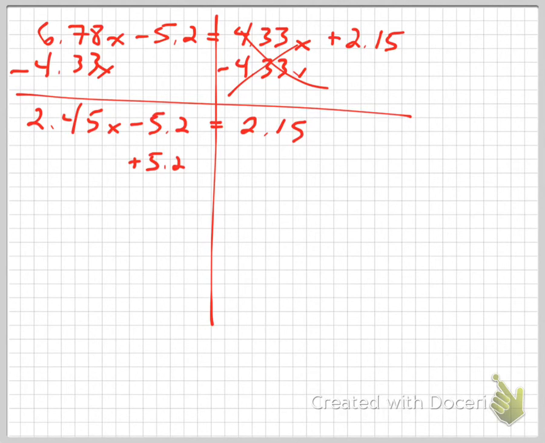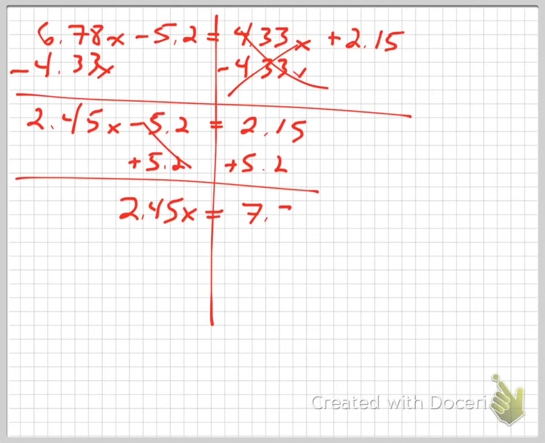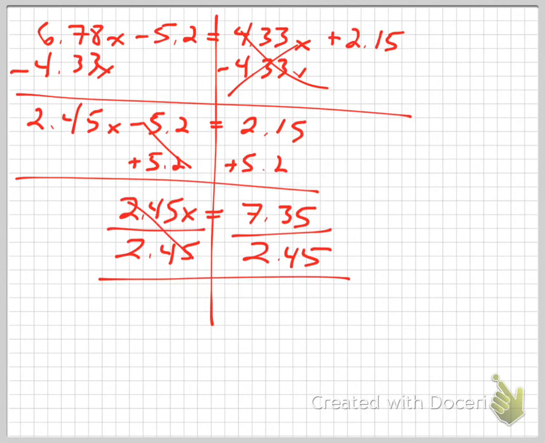Add 5.2, add 5.2. 2.45x equals 7.35, right? Divide by 2.45, divide by 2.45, x equals 3, right? If you type in 7.35 divided by 2.45, the answer is 3. Does that make sense?